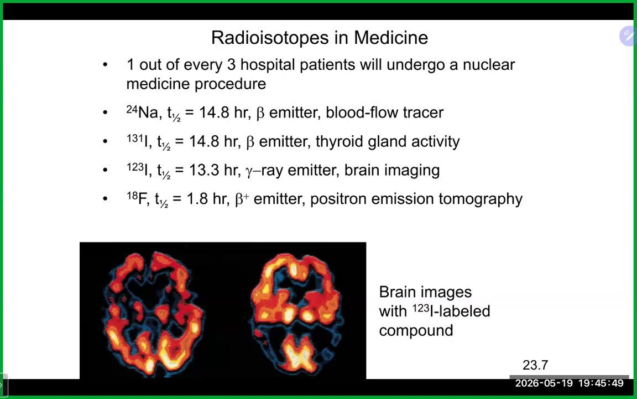For example, sodium-24 is a blood flow tracer. By following the radioactivity, you can highlight the areas in the body. Iodine-131 is used for the thyroid gland. Fluorine-18 is used for positron emission, and technetium for some imaging. And you can see it highlights some of the structures there on the scans.